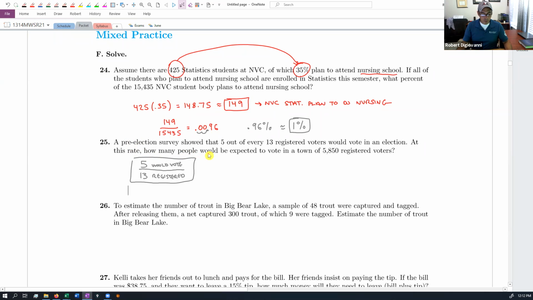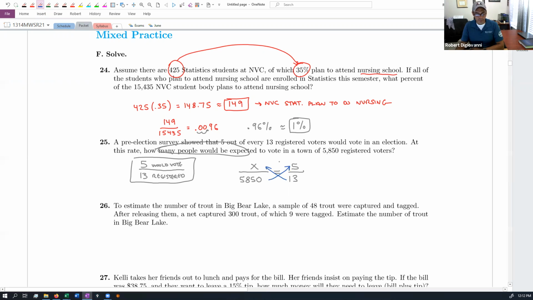It's saying how many people would be expected to vote in a town of 5,850 registered voters. So how many people actually would vote? That's X on top out of the 5,850 on the bottom. That must be proportional to the 5 that would vote on top, right? That's why we're using the 5 on top and not the 13, because the top represents how many would vote over 13. I'm going through this a little faster because we've already covered this. So I just want to make sure you understand the process.